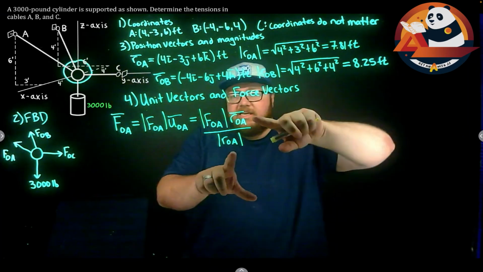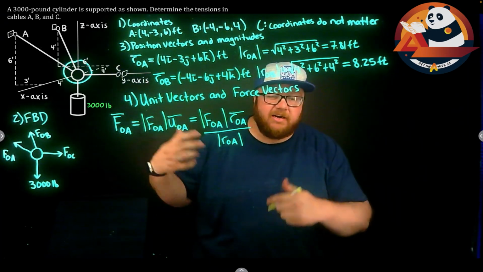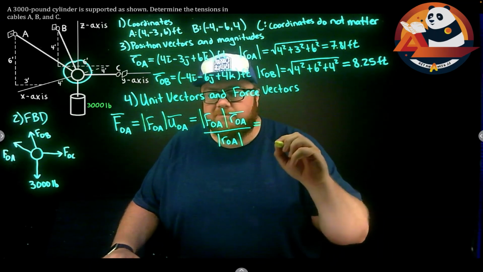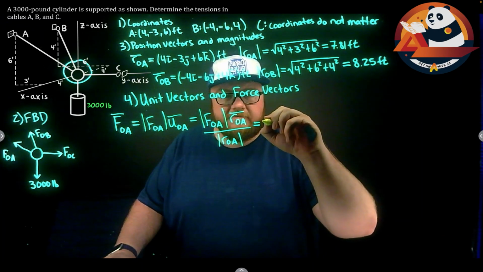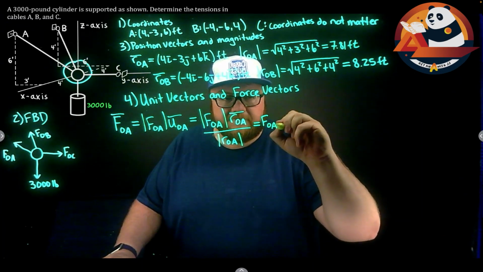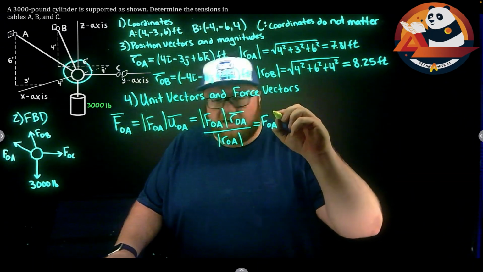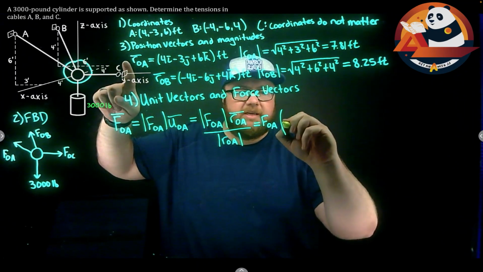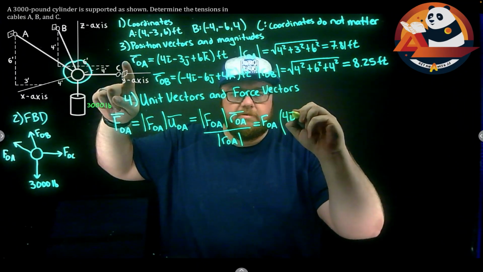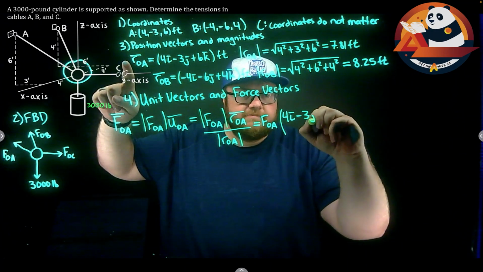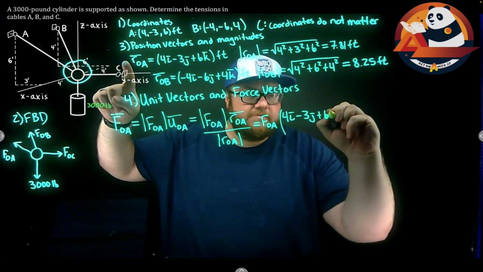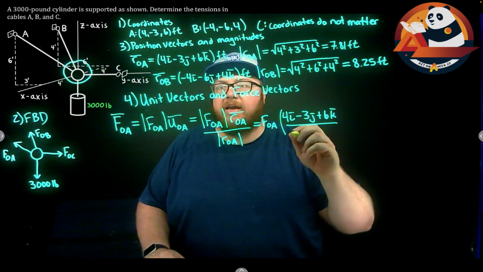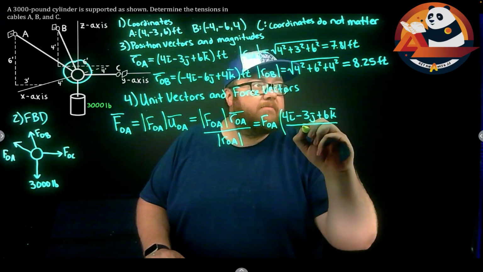And I have these two parts. I can leave this as an unknown. Again, when I apply equilibrium, that will fall away from everything. But this is going to get me to our unknown FOA, times our unit vector, and the ROA will be the top, 4I minus 3J plus 6K. And we're dividing that by the magnitude, 7.81.